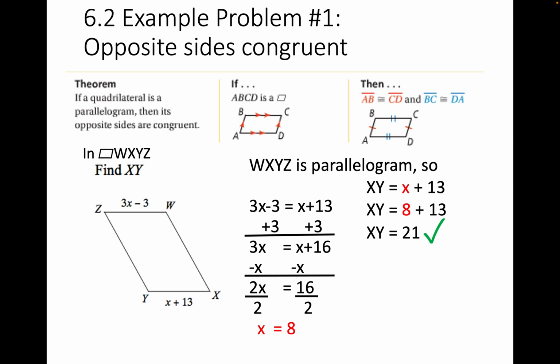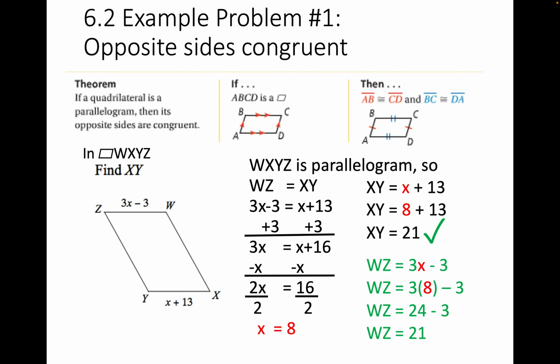And just to double check, we can check WZ equals XY. So WZ equals 3x minus 3. That would be 3 times 8 minus 3. That's 24 minus 3. That's also 21. So now we know we did it right because we found x correctly, because we did it twice and got the same answer both ways. So we know that XY is 21.